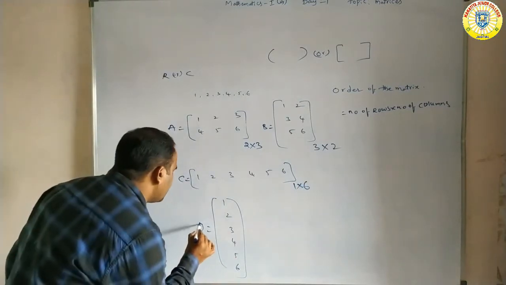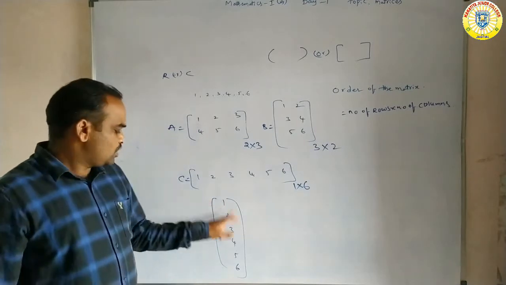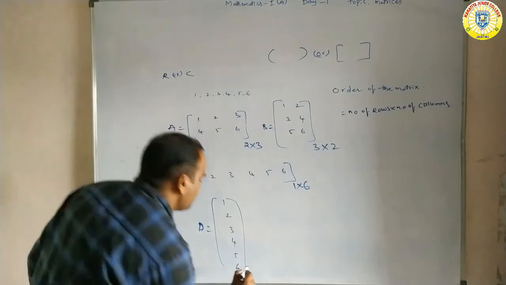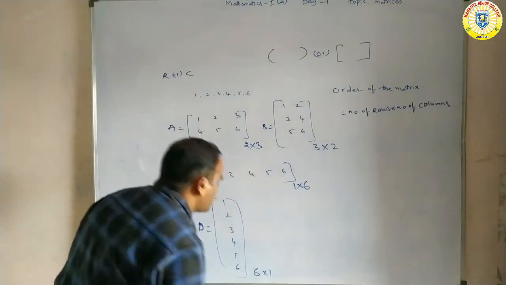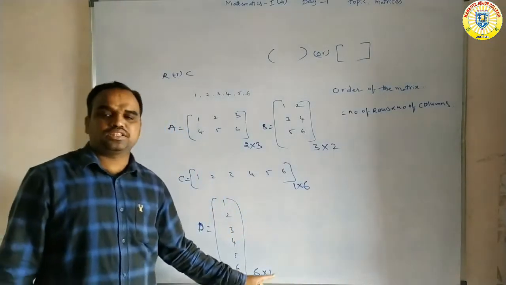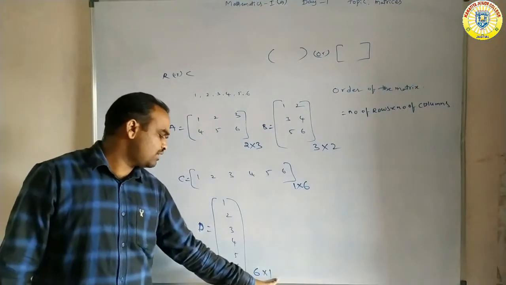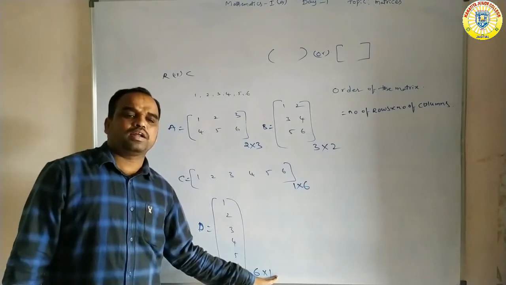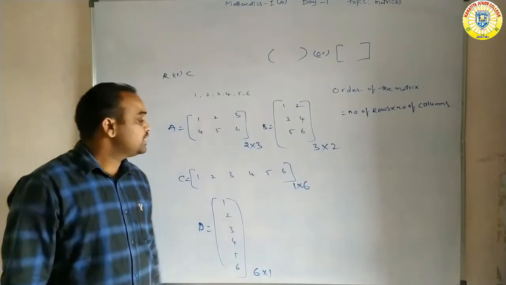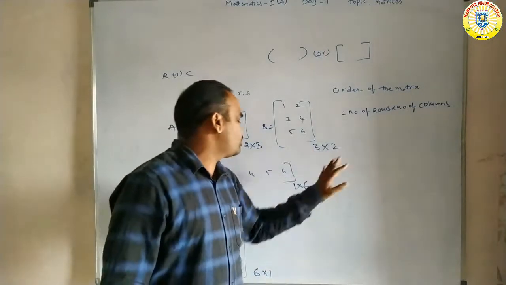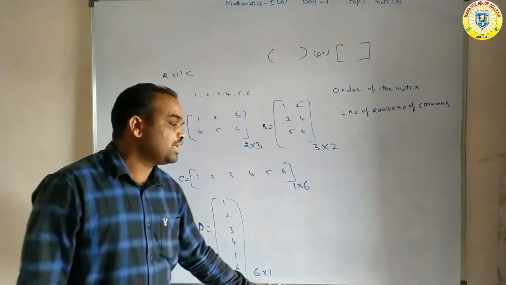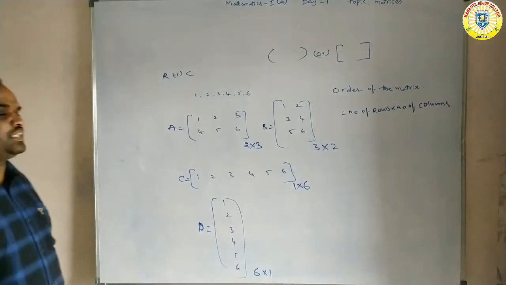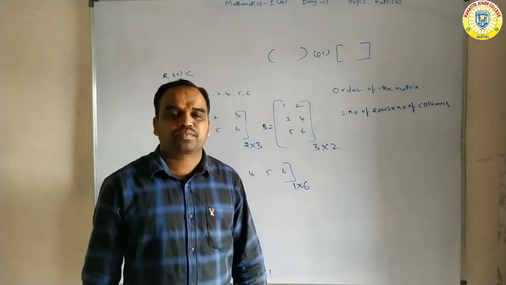In the matrix D, how many rows are there? 6 rows are there. How many columns are there? Only one column. That's why, what is the order of D? 6 cross 1. 6 rows are there, one column is there. That's why the order is 6 cross 1. Order or size, both are the same. This is the 2 by 3 matrix. This is the 3 by 2 matrix. This is the 1 by 6 matrix. This is the 6 cross 1 matrix. So next we are discussing types of matrices.